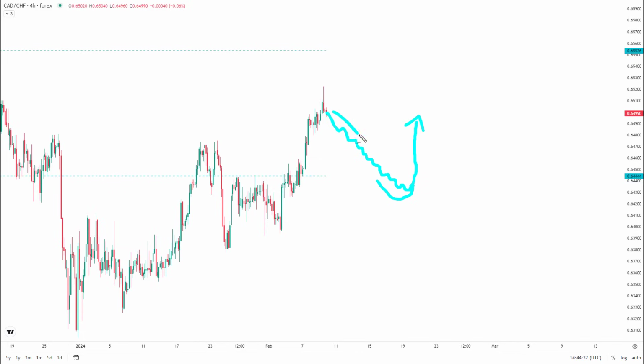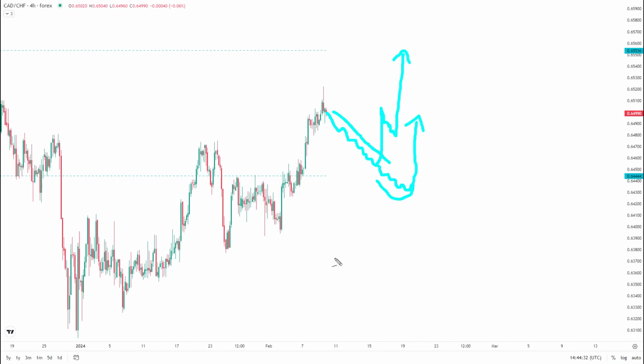And if we start to break out before we test that, those of you who like intra-week breakouts, you can look for that pullback and a follow through into the 0.65536.